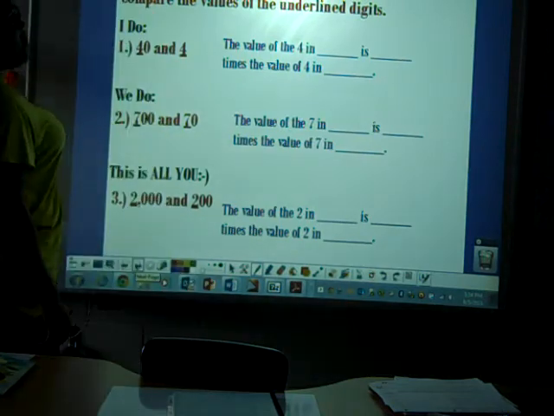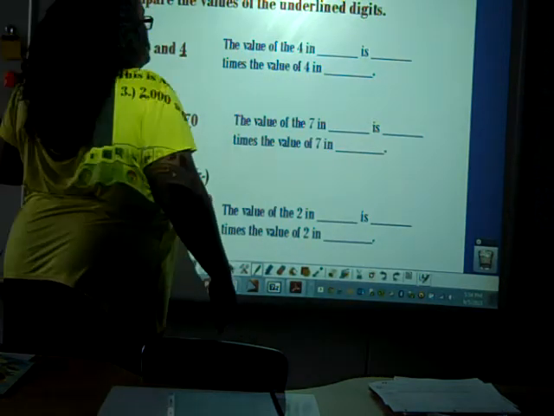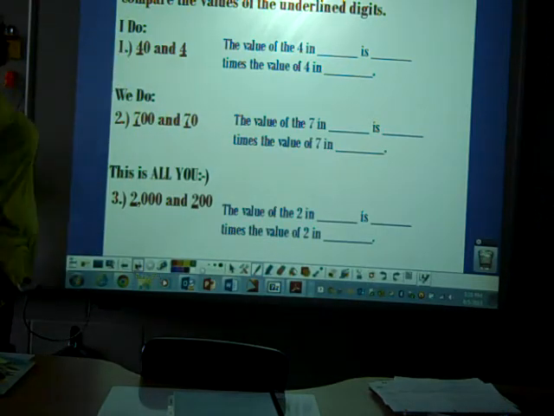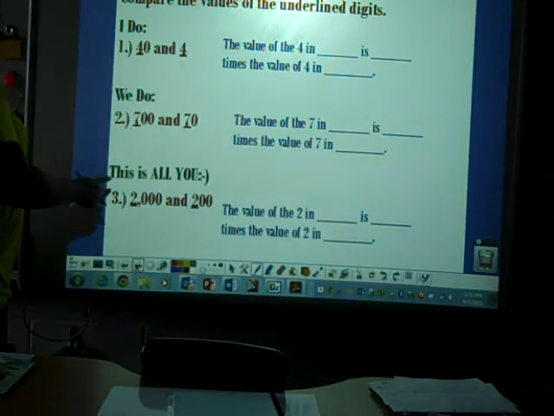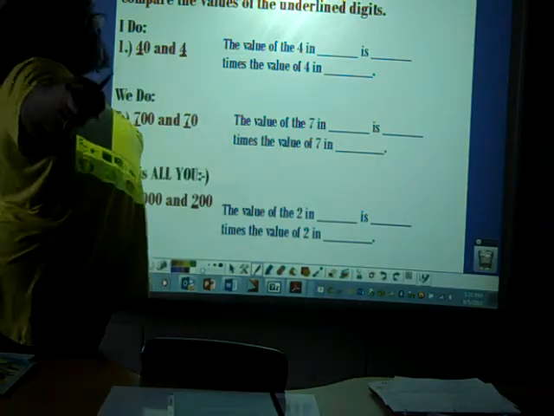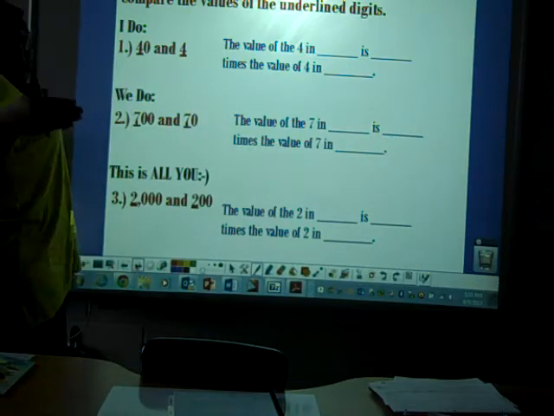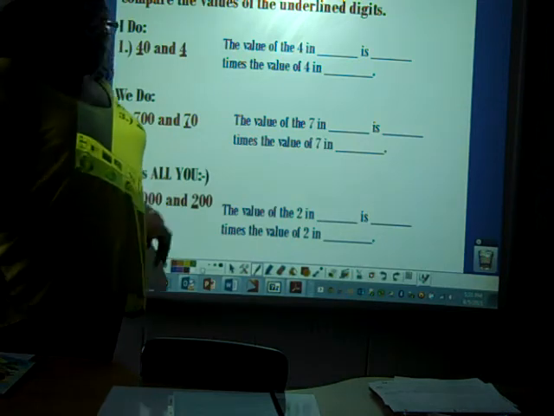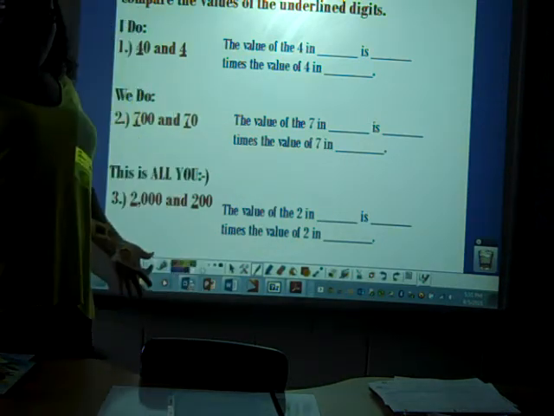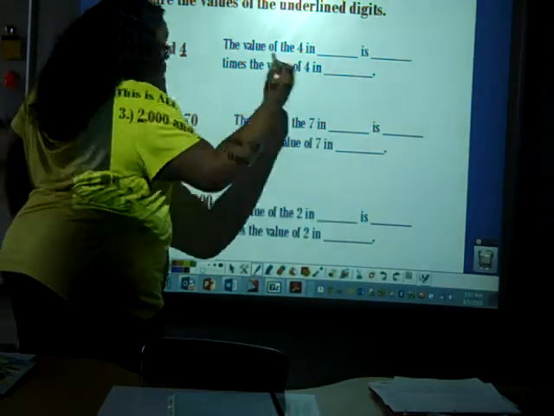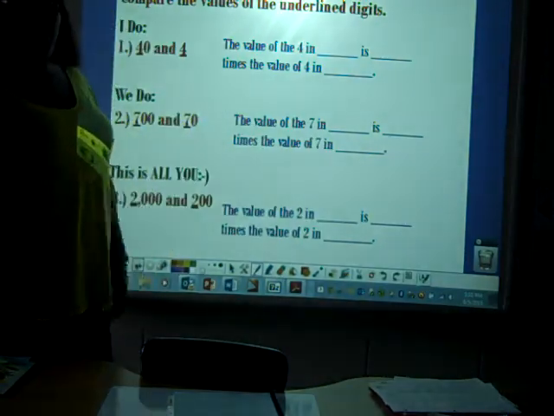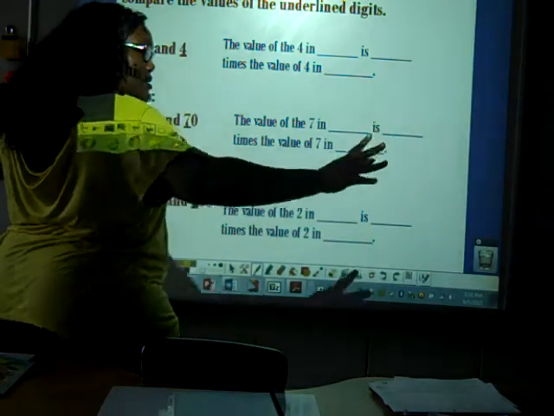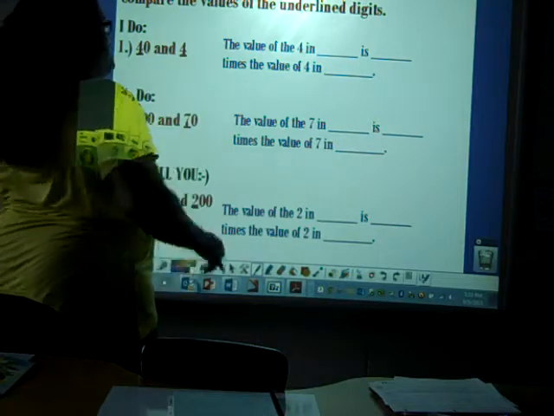Now, compare the values of the underlined digits. We're going to do a little something called I do, we do, and then this is all you. I do, we do, me, you, and then this is all you. That means once you get to this problem, you pause it, I'll wait for you, and then we'll fill it out together. You check it and see if you got it right.